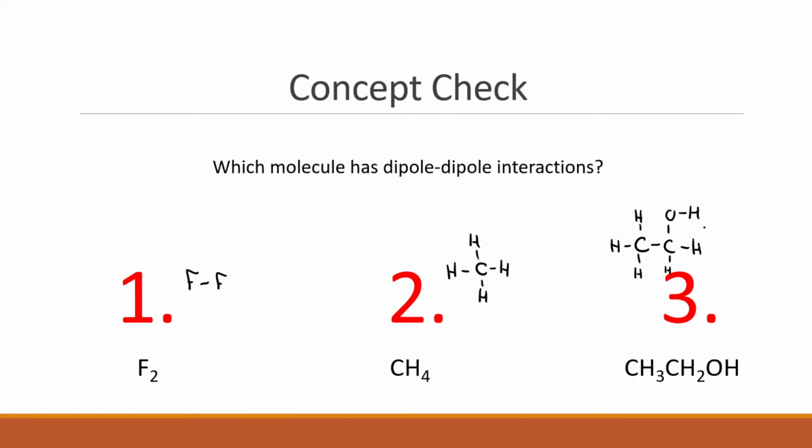Here, if we're looking for something that has a dipole-dipole interaction, we are looking for something that is polar. So it's almost the opposite of what we asked before. We have multiple lines of symmetry in choices 1 and 2, but actually no lines of symmetry in choice number 3. So choice number 3 is a polar molecule, which means it has dispersion forces and dipole-dipole forces. Choice 1 and 2 have only dispersion forces because they are nonpolar molecules.